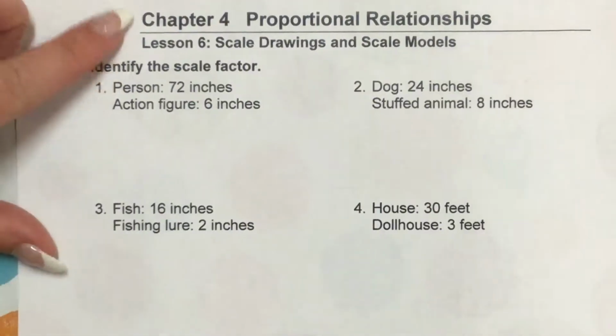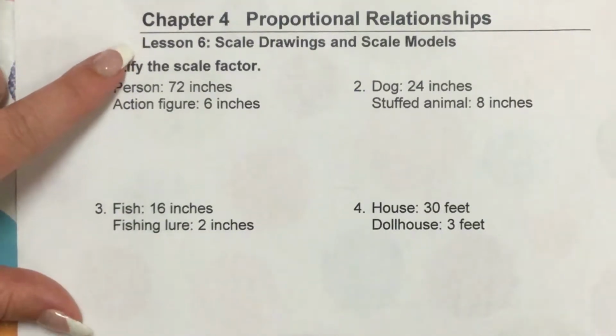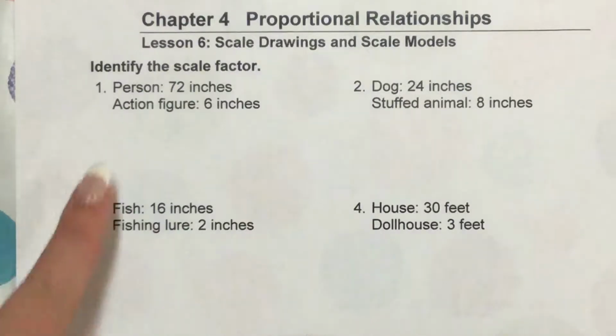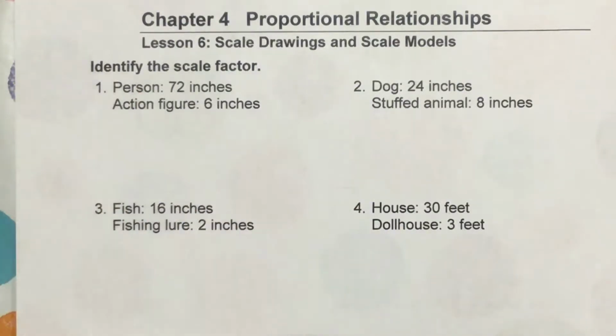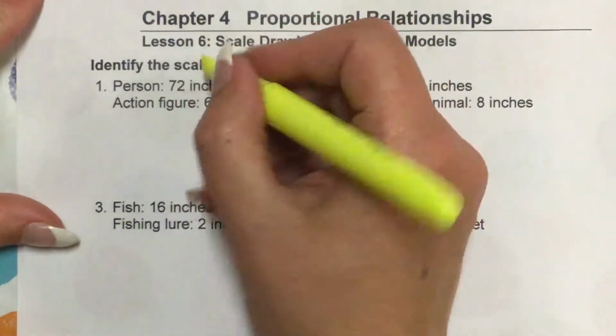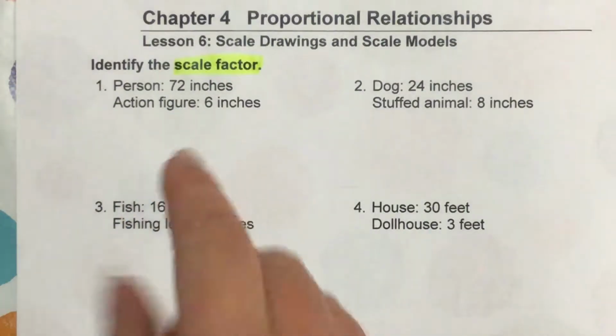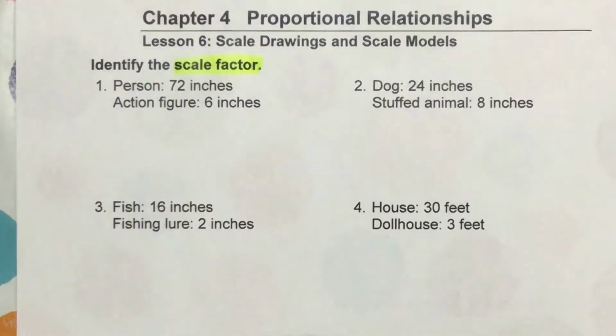Welcome back. We are still in Chapter 4, Proportional Relationships, discussing Lesson 6, Scale Drawings and Scale Models. So with problems 1, 2, 3, and 4, we are to identify the scale factor. Remember, whenever we're identifying the scale factor, we're going to have the smaller thing on top, the bigger thing on the bottom, and then we need to make sure that we have a 1 in the numerator of that fraction. So let's go ahead and do number 1 together.